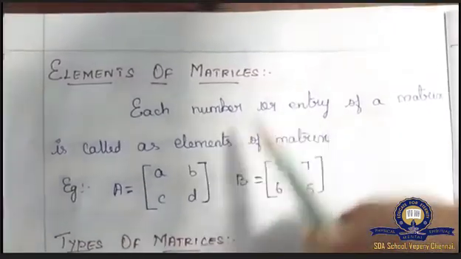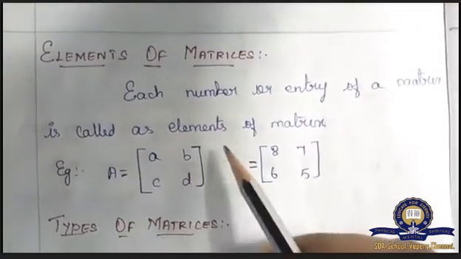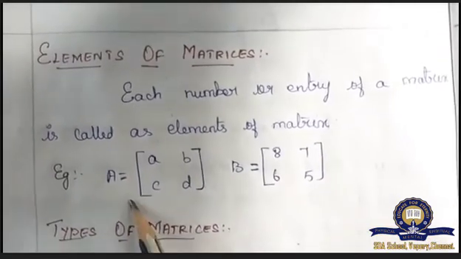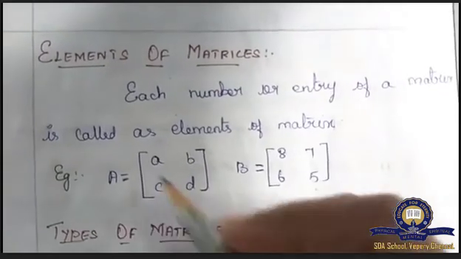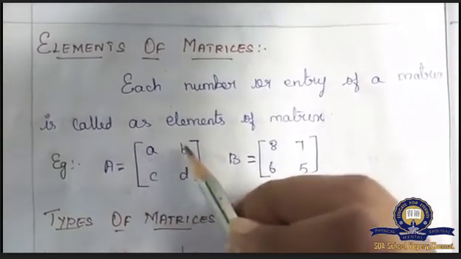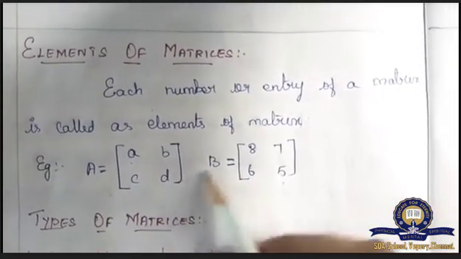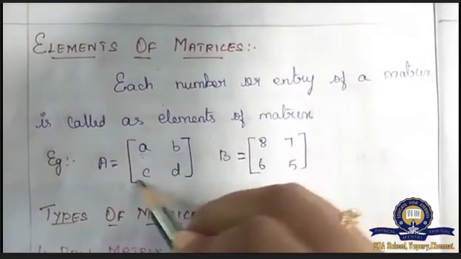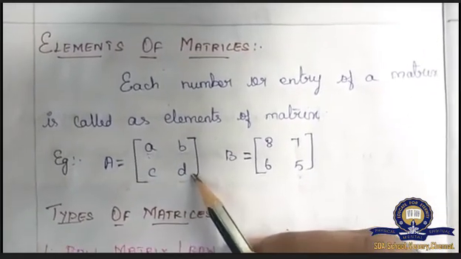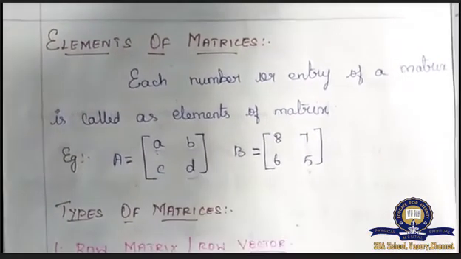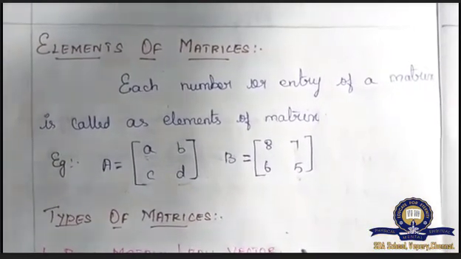Now elements of matrices. What are elements of matrices? Each number or entry of a matrix is called an element of the matrix. Here I have taken A is equal to A, B, C, D and B is equal to 8, 7, 6, 5, right? So what are the elements here? Each and every number or entry specified inside the square bracket is called an element of the matrix, because it is in the form of a rectangular arrangement enclosed with the square bracket. So all the entries present inside the matrix are called the elements of the matrix.